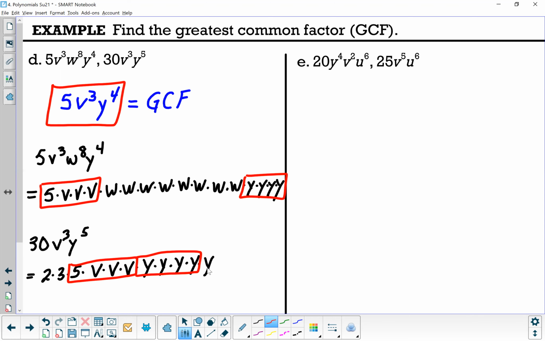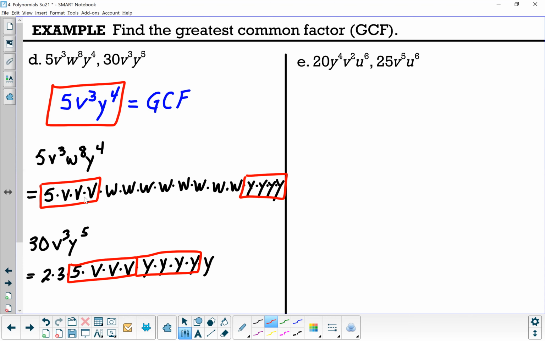So you see you have another y factor for this second term here, but you don't have another y to match up with it in the first term, so it's not in common, right? You have a factor of 2 and 3, but you don't have the factor of 2 and 3 in the first term. You have all these factors of w in the first term, but you don't have factors of w in the second term to match up with it. All right, so it confirms that our GCF is 5v cubed y to the 4th.